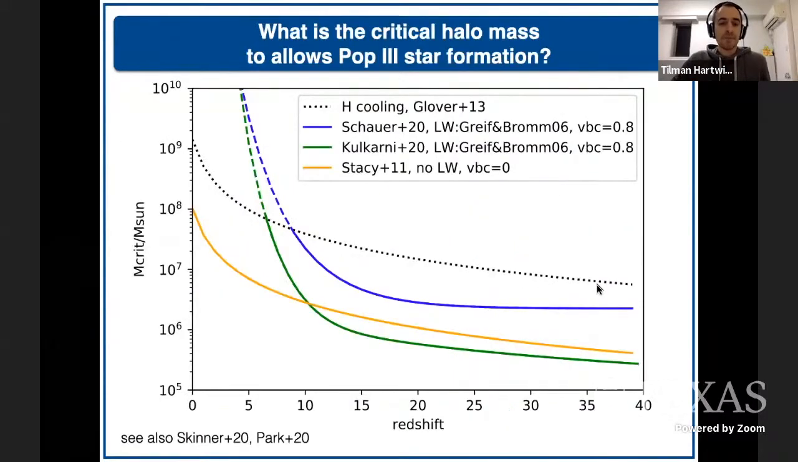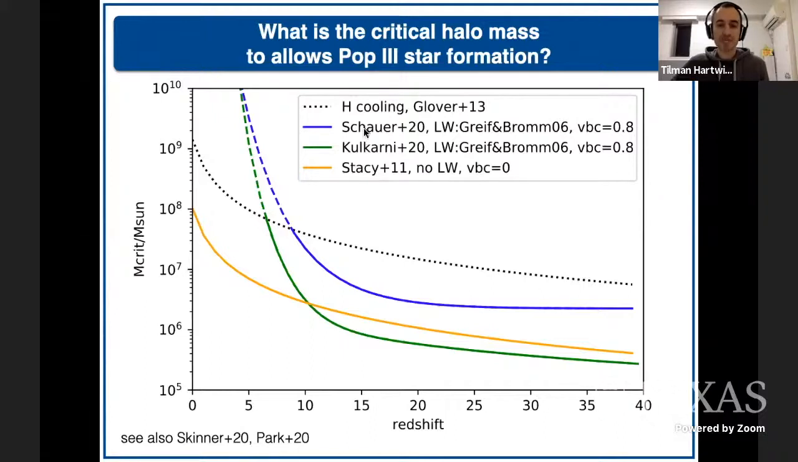Now, we will come back to the IMF, but let's first ask the question, under what conditions do the first stars form in the early universe? In what environment? Usually the condition, as always for star formation, is you need to have cold gas. In the early universe, the only main coolant is molecular hydrogen. So the condition is you need to build up a halo that is massive enough to contract gas so that you can then form molecular hydrogen and cool down. That is usually quantified by the critical mass. And here we see this as a function of redshift.